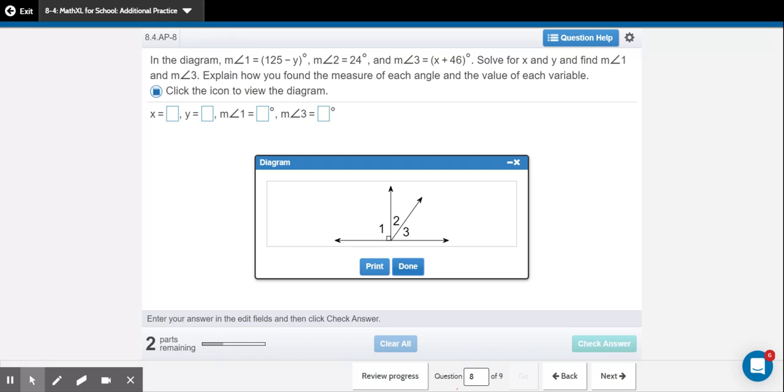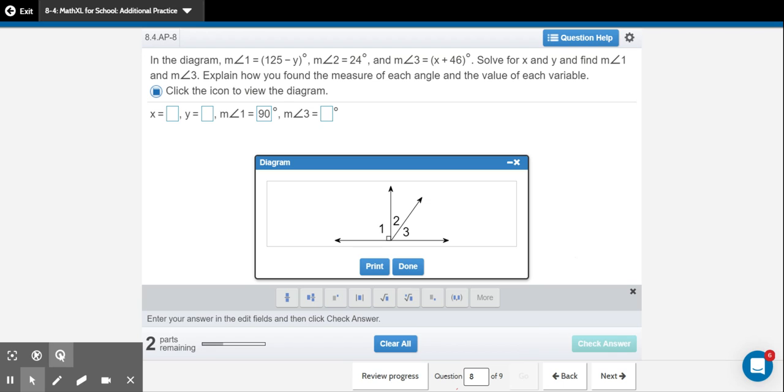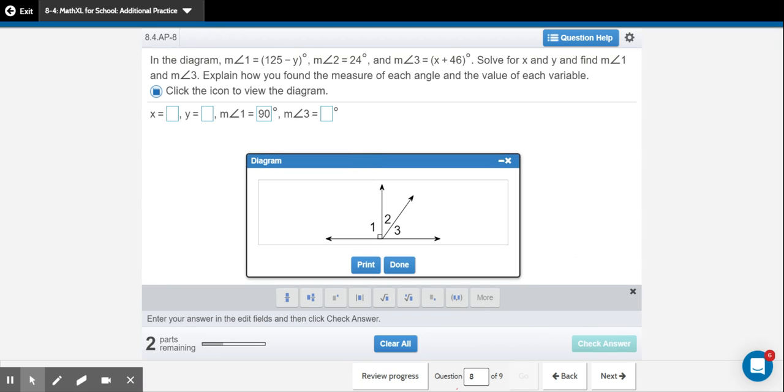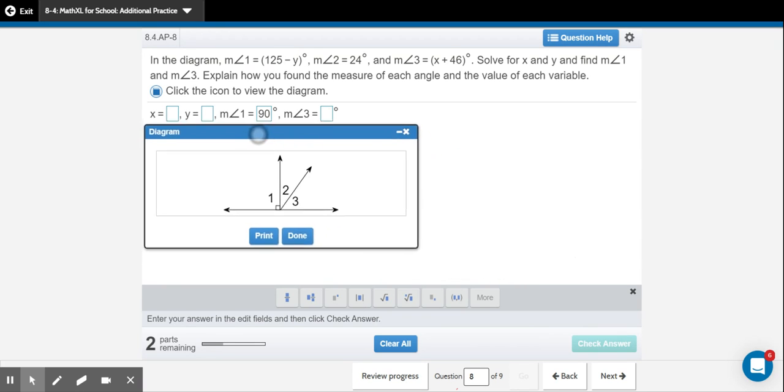Let's do the easy part first. Let's look at angle 1. What does this little symbol mean? Oh, that was easy. The measure of angle 1 just equals 90. But it's also telling us that the measure of angle 1 is 125 minus y. So let's do some math.